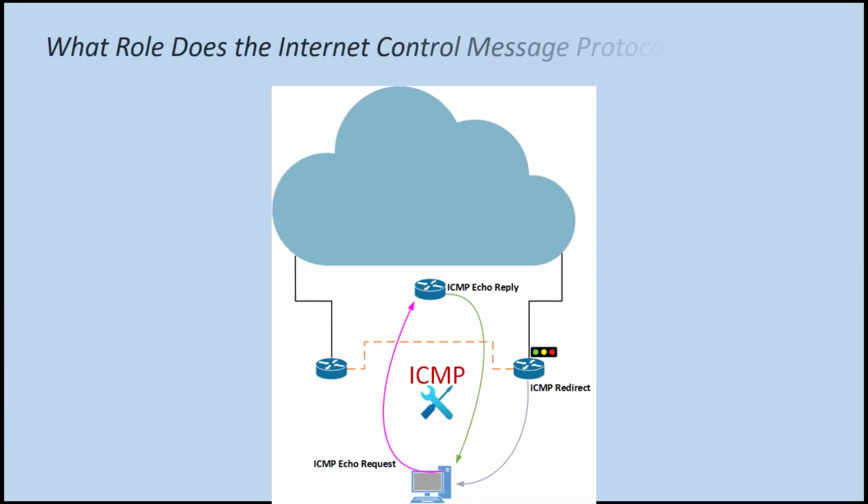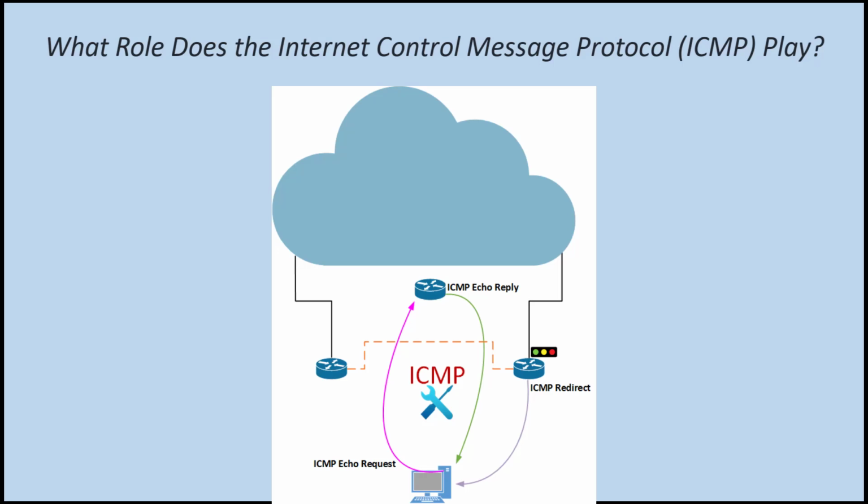What role does the Internet Control Message Protocol, or ICMP, play? My friends, ICMP, situated in the network layer, acts as a messenger delivering essential feedback to devices. It's the handy companion for error reporting, diagnostics, and exchanging control messages, making sure devices are in the know about any network glitches and keeping everything running smoothly.